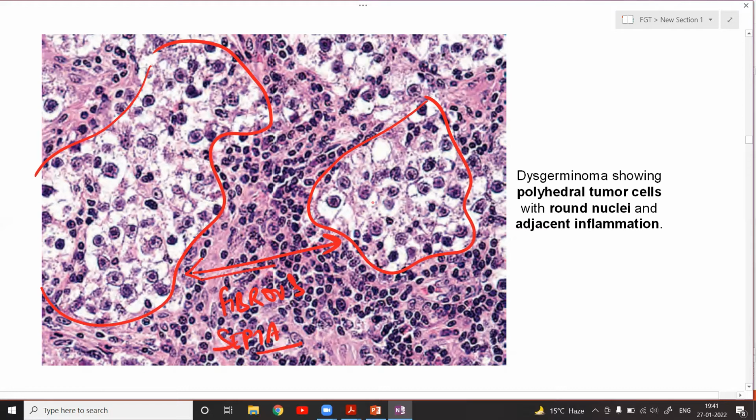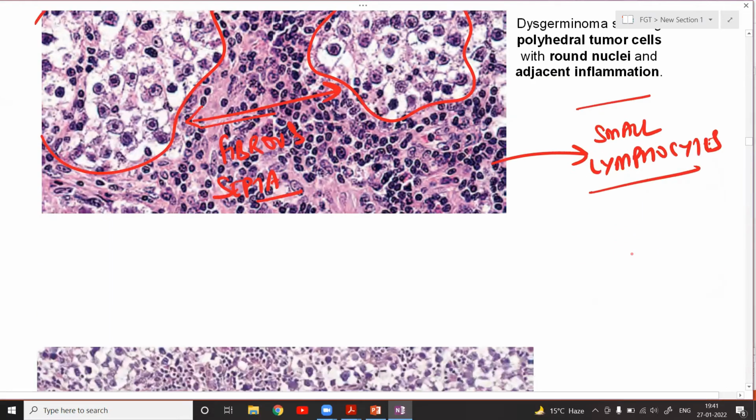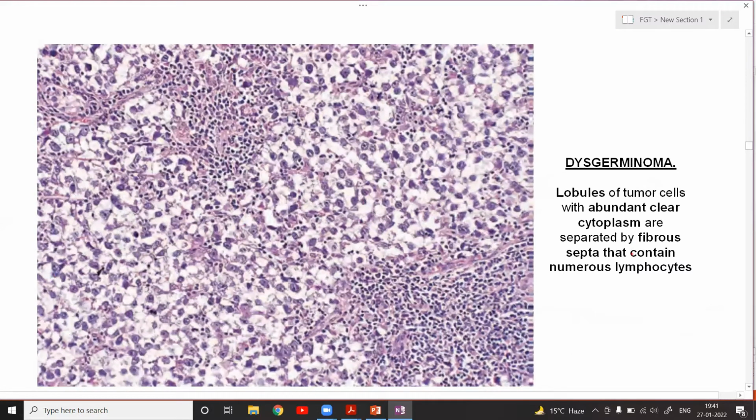Now, what we see is that the fibrous septa are populated by a group of small lymphocytes. This is a characteristic feature of dysgerminoma. So you see nests of tumor cells which are separated by fibrous septa containing small lymphocytes. Coming to the individual tumor cells, this is another image showing the same thing.